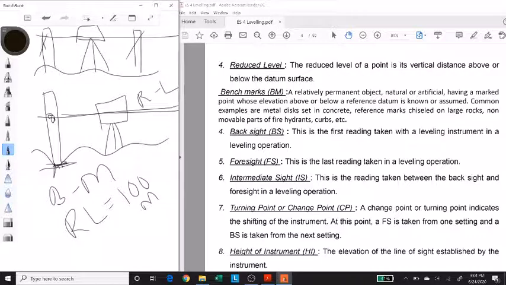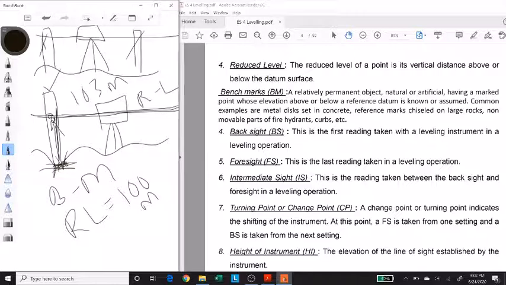So what I did was I took the reading at the point of the benchmark, and the reduced level at the benchmark was 100. And since my line of sight is at a greater height, I would get some value on my leveling staff. And let's say I get a value of 3 meters on the leveling staff. So my height of instrument would become 103 meters. 100 for the benchmark plus 3. That means the line of sight or imaginary line is 3 meters above this benchmark.